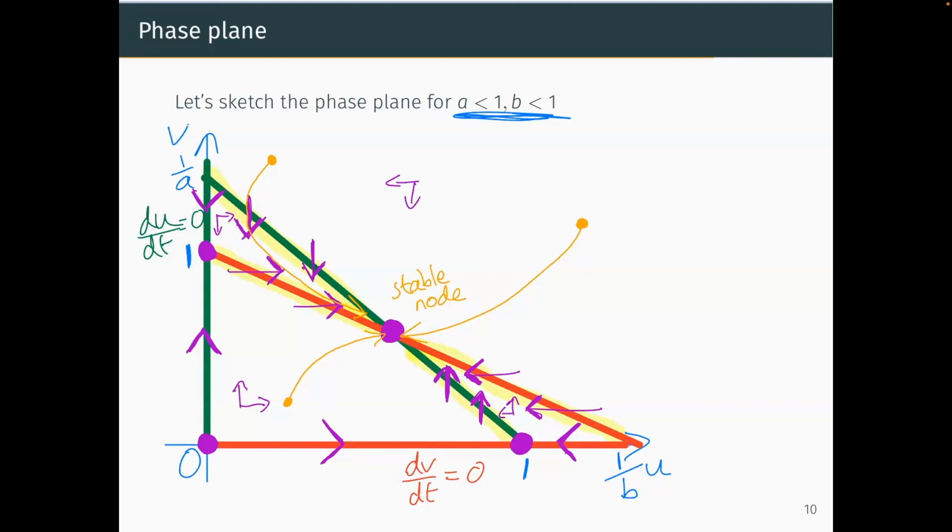But the arrows will still have the same orientation. So it matters when the green line is above the red line in this case, but where the green line is above the red line will change. So bear that in mind when you have a go at sketching the other phase planes.